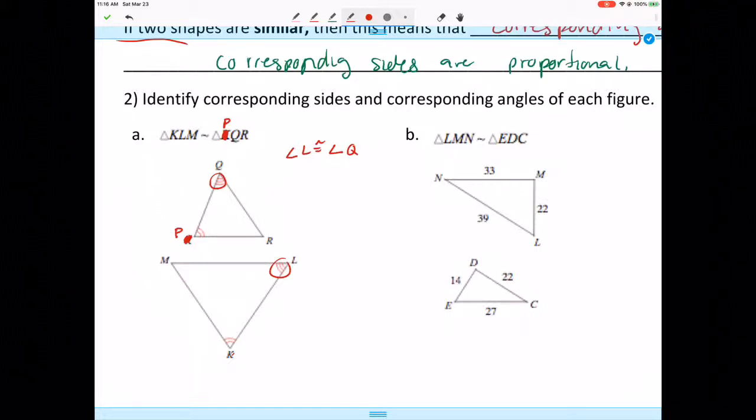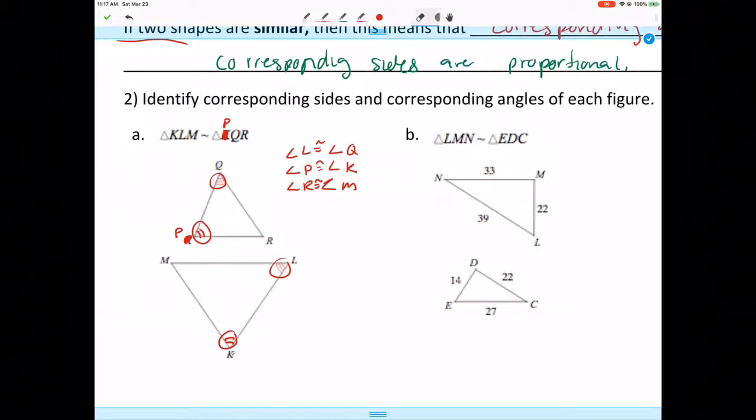All right, let's look at another angle. P and K, those are corresponding angles just because they both have the double angle written here, right here, and here. So angle P and angle K, those are corresponding angles. And then this one has to be the other one, okay? Angle R and angle M, those are corresponding.